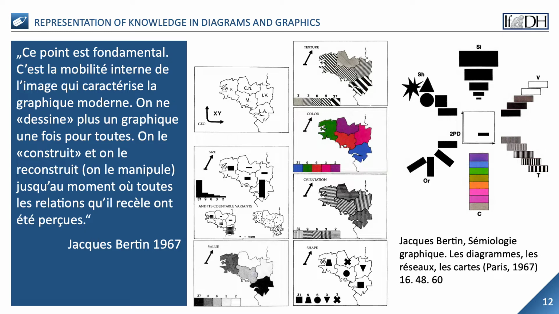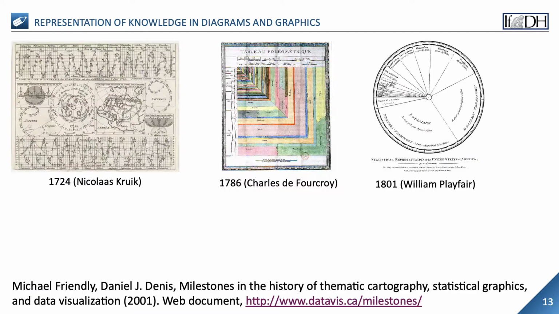The design process aims at information reduction through abstraction. Jacques Bertin puts it in this way, and I'll translate it in a moment. Thus, the point is fundamental. It is the inner mobility of the image that characterizes modern graphics. We no longer draw a graph once and for all. It is constructed and reconstructed or manipulated until all the relations it contains have been perceived. However, the use of visual variables is not arbitrary. Rather, since the first appearance of diagrams, a consistent usage has emerged.